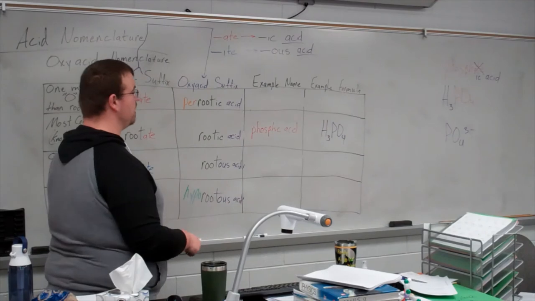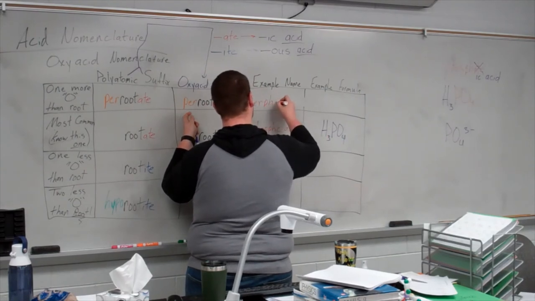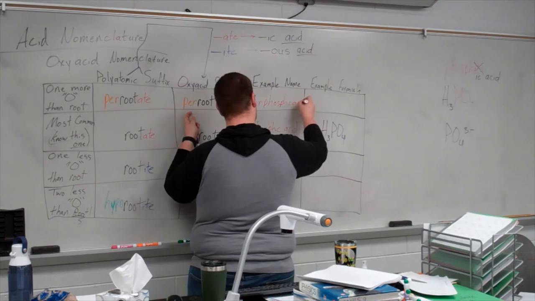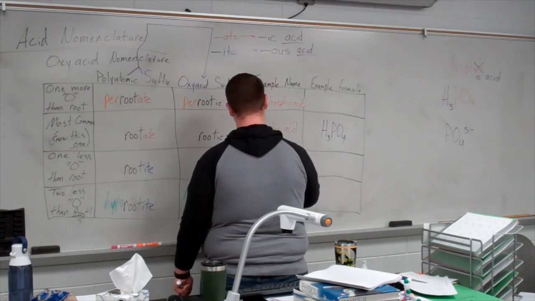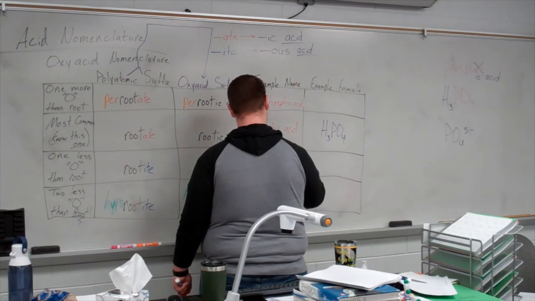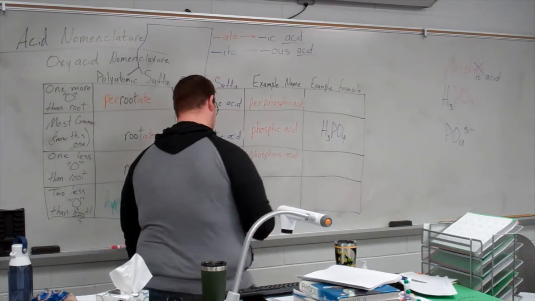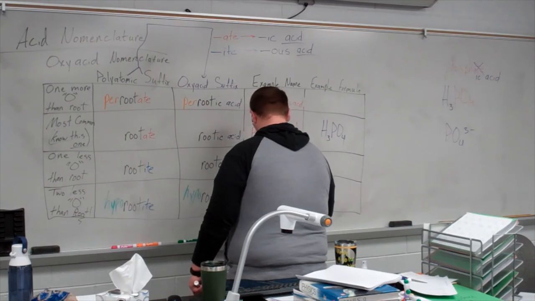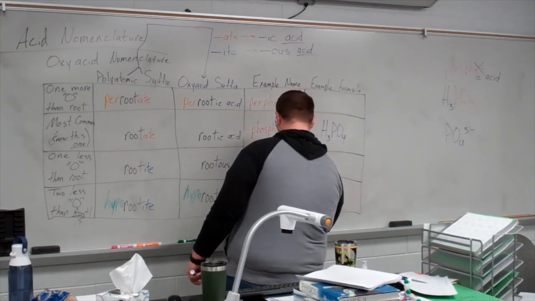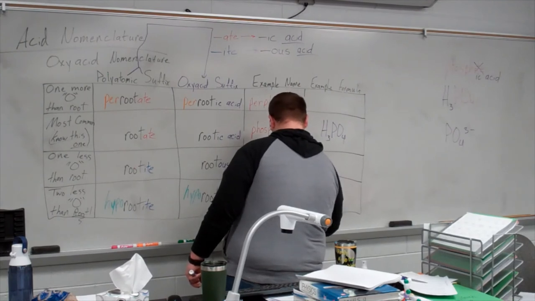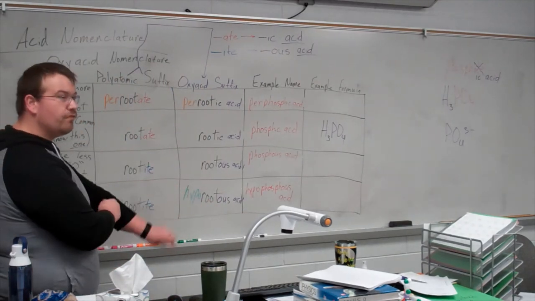So then we're literally just going to build from here. Up here at the top, we've got the per. It's 1 more oxygen, so perphosphic acid. Below it, you have 1 less oxygen than the root. That's when you're dealing with phosphorous acid. And then down here at the very bottom, it's 2 oxygens fewer. That's when you're dealing with the hypo, hypophosphorous acid. And then you build the chemical formulas from there.